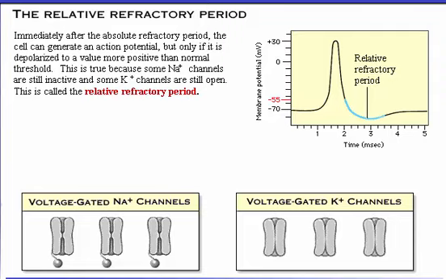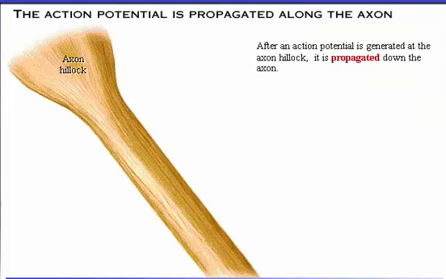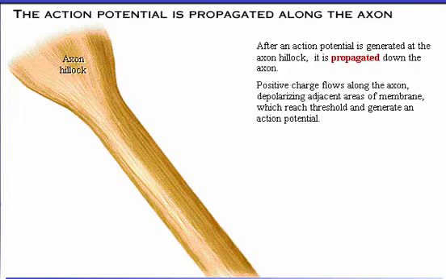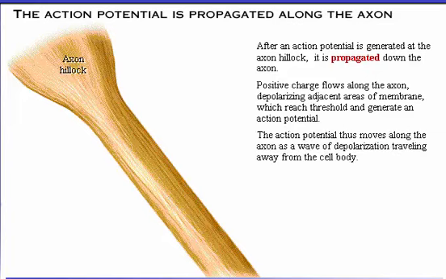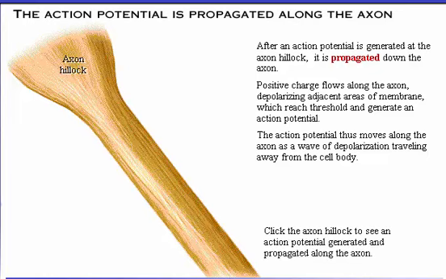Immediately after an action potential is generated at the axon hillock, it is propagated down the axon. Positive charge flows along the axon, depolarizing adjacent areas of membrane, which reach threshold and generate an action potential. The action potential thus moves along the axon as a wave of depolarization traveling away from the cell body. Click the axon hillock to see an action potential generated and propagated along the axon.